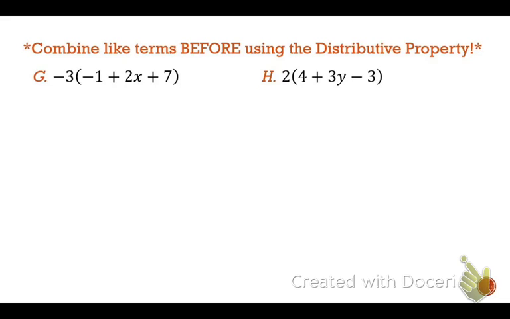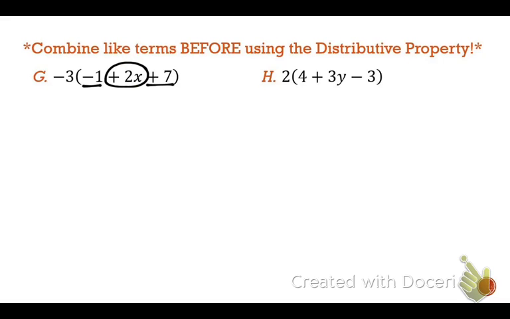Here's a new idea that I want you to write down. Combine the like terms before using the distributive property. So you've heard me say many times today, is there any work to do inside the parentheses? As we look at this right here, are there any like terms that you see inside the parentheses? Kaylee, what do you see? Negative 1, positive 7. That is correct. Everyone underline that. Negative 1 and positive 7.